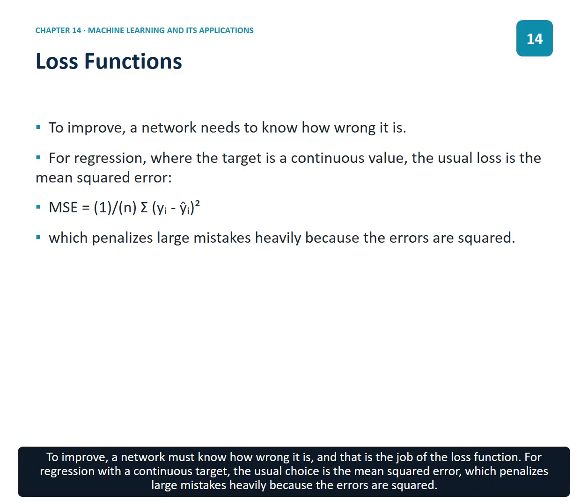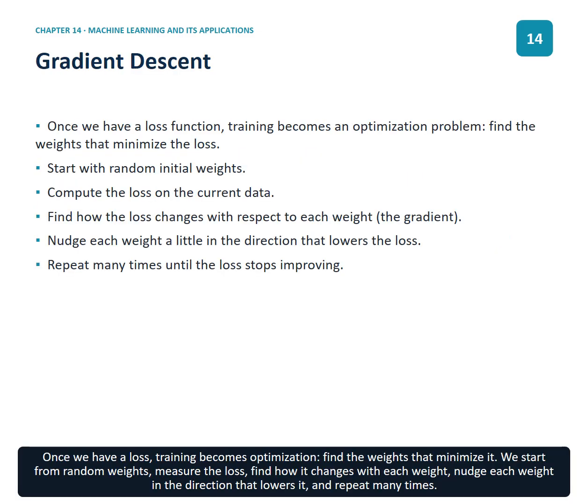To improve, a network must know how wrong it is, and that is the job of the loss function. For regression with a continuous target, the usual choice is the mean squared error, which penalizes large mistakes heavily because the errors are squared. Once we have a loss, training becomes optimization. Find the weights that minimize it.